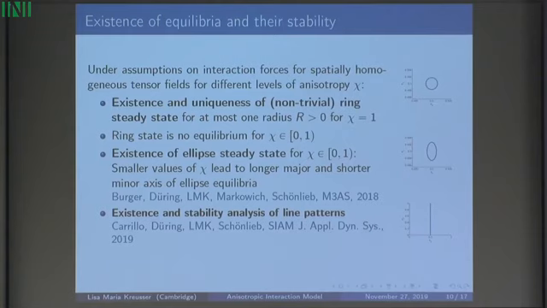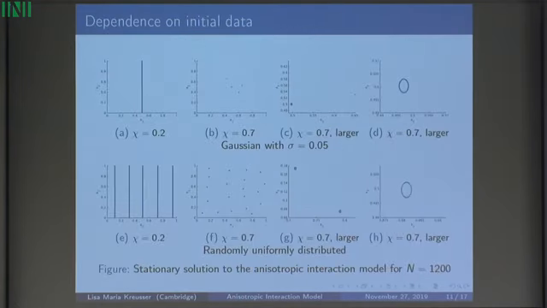So now we have understood that we are able to produce one single ring, one single ellipse, or one single line. But for fingerprint simulations, we're interested in a very large number of lines, and not just one. And so we can also run numerical simulations. The first row is for concentrated initial data, whereas the second row is for randomly uniformly distributed initial data.